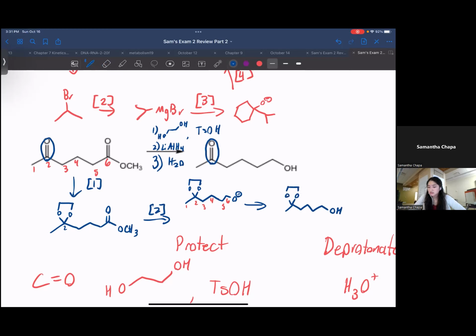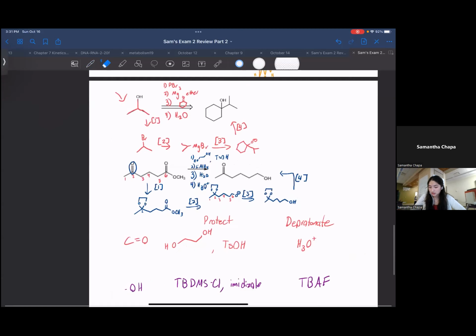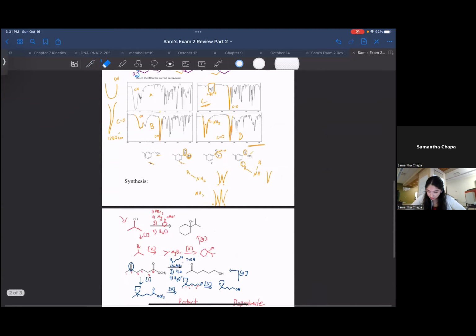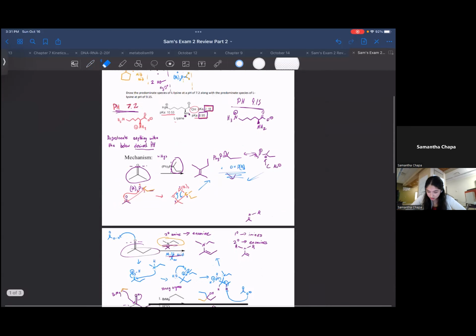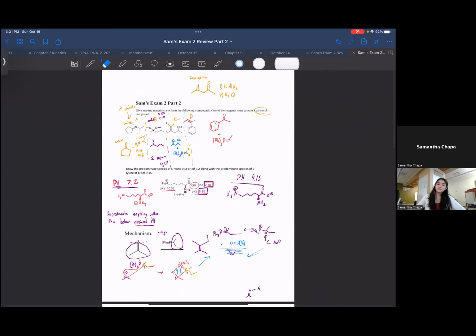But we still have the acetyl. So then what you're going to do is start deprotecting. And for this, you have to know the deprotection step as well. So for this one, it's going to be H3O+. As H3O+ deprotects, you have reformed your carbonyl and gotten your desired product. I think this was all for this, right? Okay, cool. We're done with this worksheet, and then we can move on to part 2.